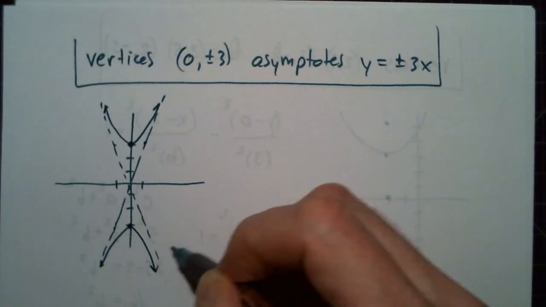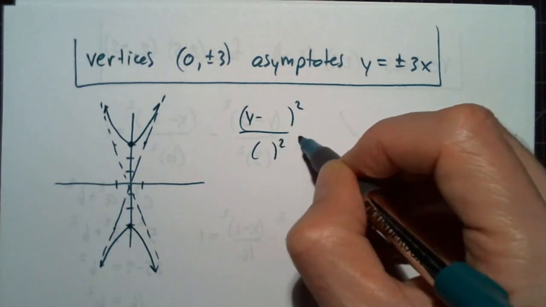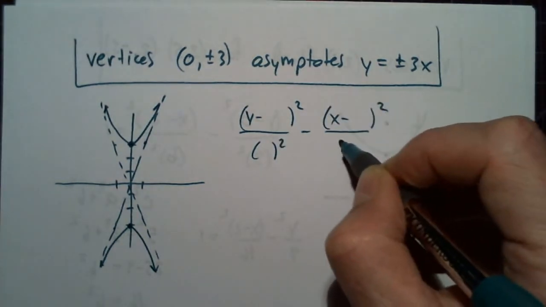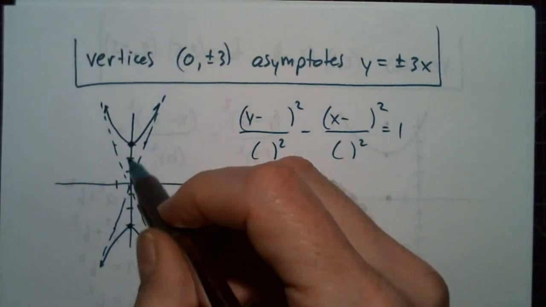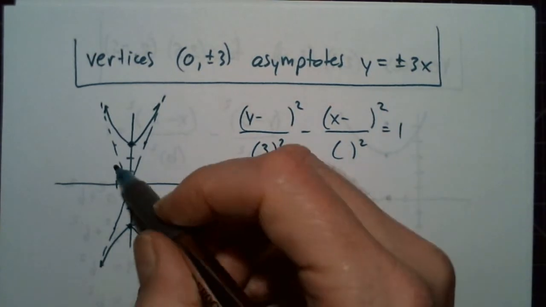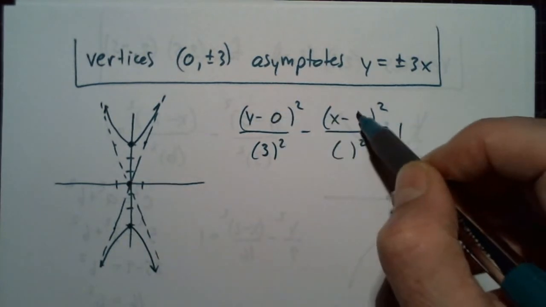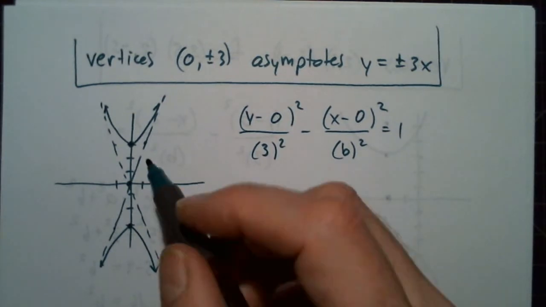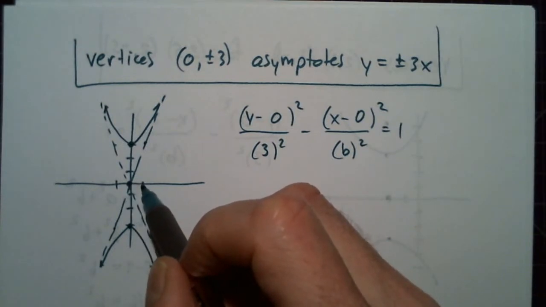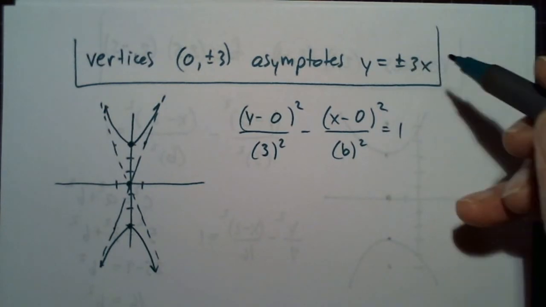And that tells us that y will be first. And we know that 3 is under the y because it's a vertical distance, so it's under the y. The center is 0, 0, and we're looking for this. With this example, we can see that b is going to be 1. But if this were reduced or maybe in a different form, we have to be careful.